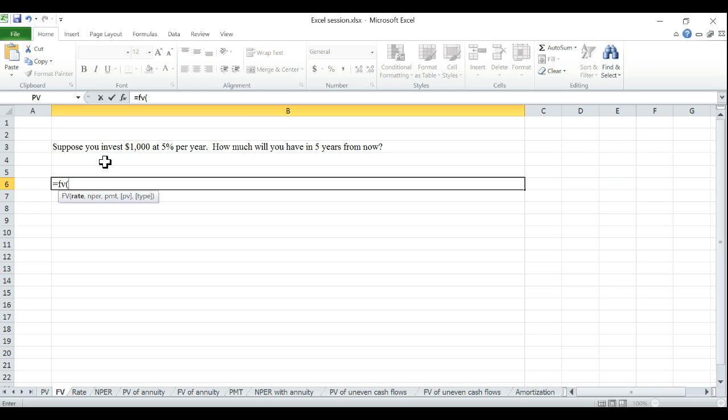So here then you would say the interest rate is 0.05. The number of periods in the example is 5 years, and there is no payment again, and we are investing $1,000. So $1,000 is going out of my pocket. So that is negative 1,000 present value. Close the parentheses, and then the value is $1,276.28. Same thing, you could create an input area. You could then have a formula which is referring to the cell values, cell numbers, instead of having the values in them directly.